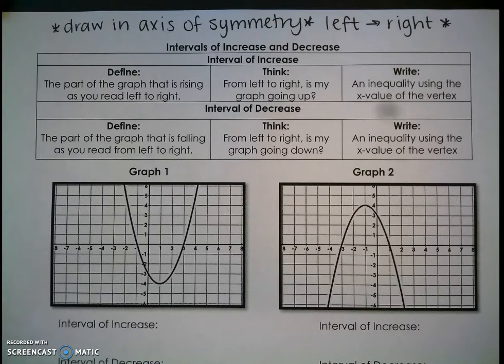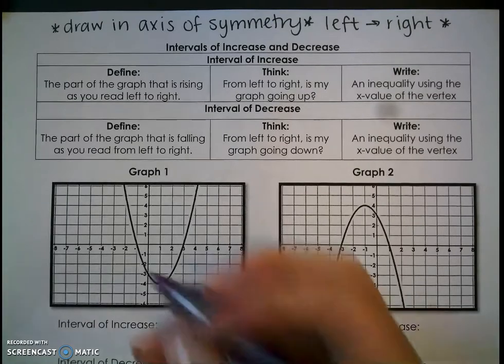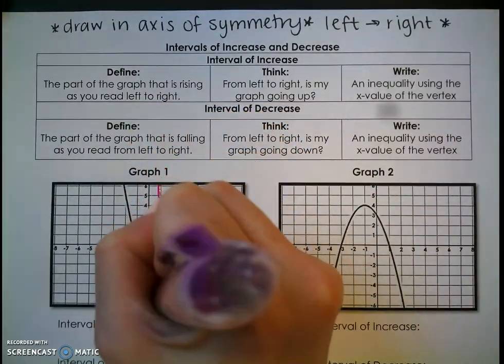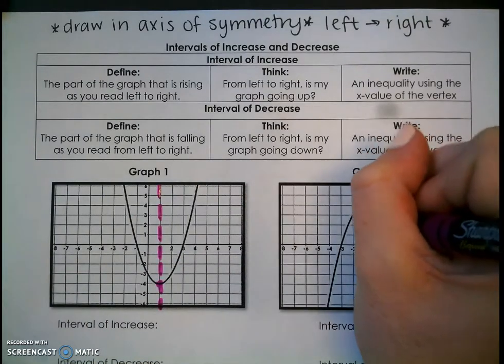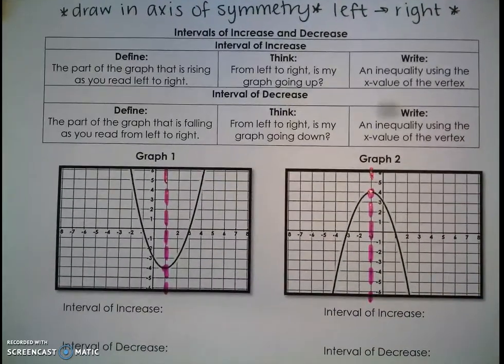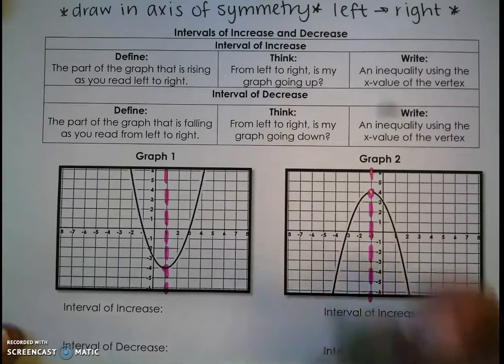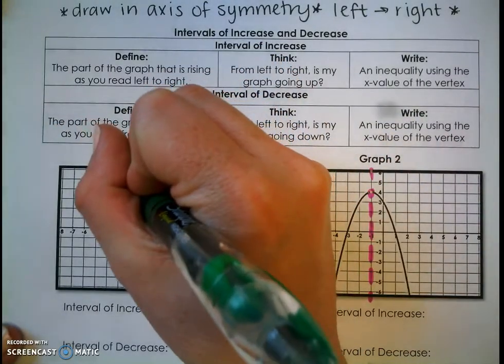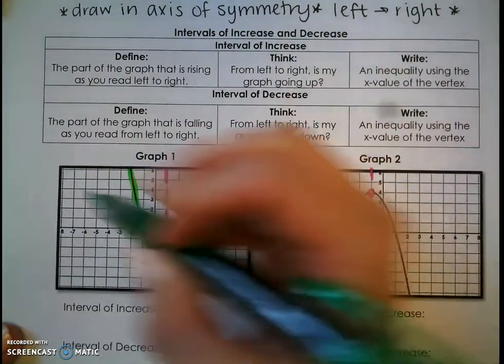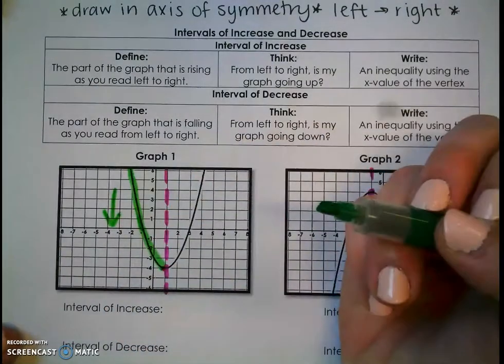So I'm going to follow my own advice, and I'm going to start with drawing in my axis of symmetry. So here's my vertex, which means this is my axis of symmetry. I'm going to go and do it over here while I have a highlighter in my hand. And then I'm going to start on the left side of my graph and go to the right. There's always going to be one section that's increasing, one section that's decreasing. It just depends on what your graph looks like as to which is which. So if I start on the left, this half of my graph is going down. My pen is going down as I'm tracing it. So this side is decreasing.